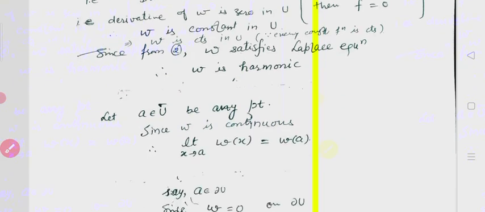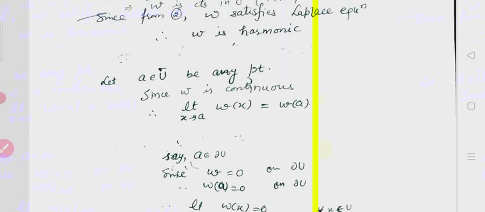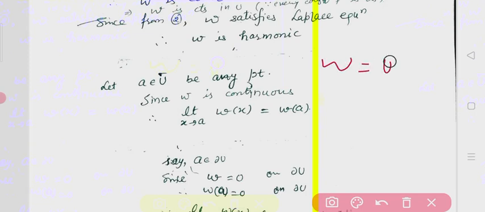So what do you have to show here now? So now you have to show that w is 0 on the whole of u bar. You have to show this thing. So what do I take? I take some arbitrary point in u bar. Okay, I take a belongs to u bar, be any point. Now since w is continuous, by the definition of continuity we will say that as limit x tends to a, w of x will be equal to w of a.